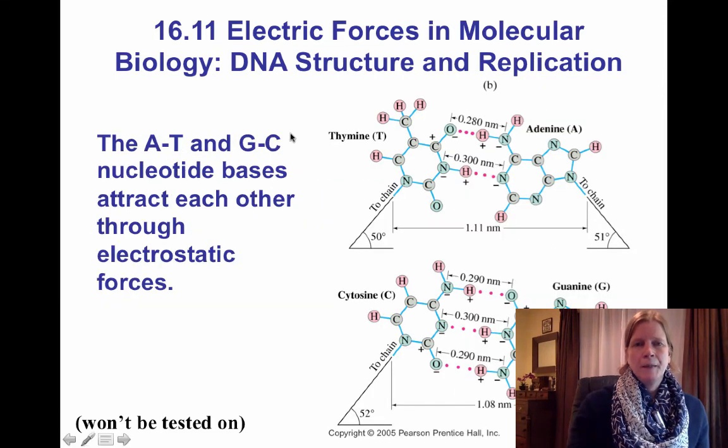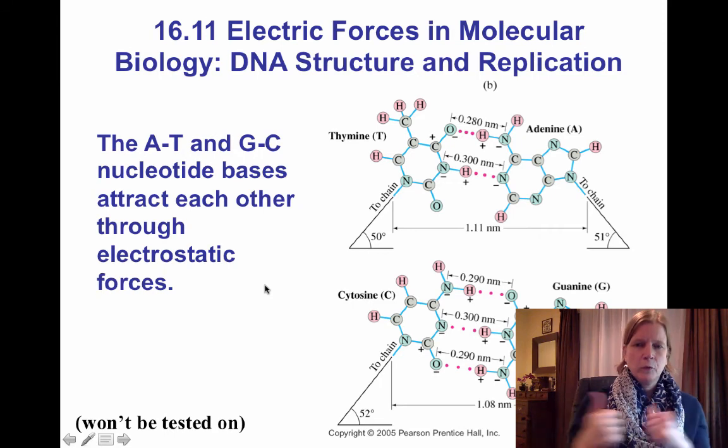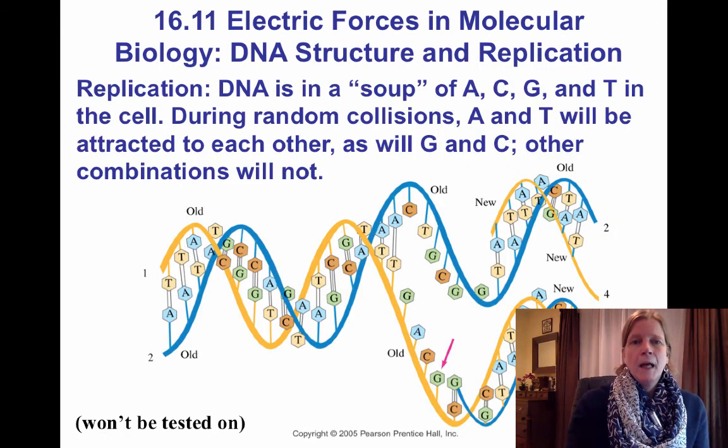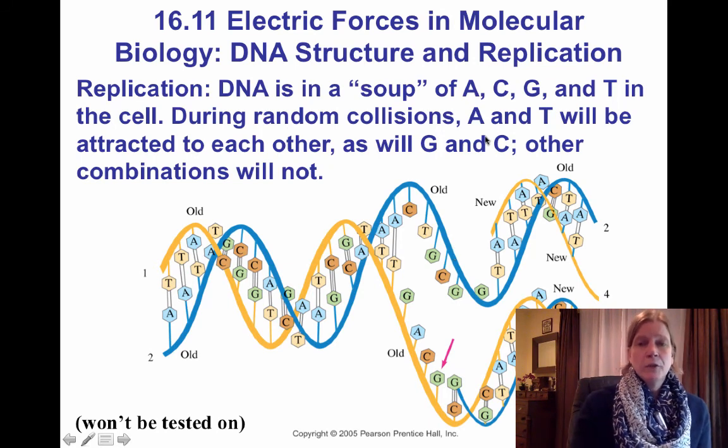I'll quickly comment that within DNA you have your AT and GC nucleotide bases, and they attract each other through electrostatic forces. So there's a nice biological application for this sort of electrostatics. And in duplication, if you have a DNA soup with all these nucleotides floating around in there, A and T will be attracted to each other, and G and C will be attracted to each other, and other combinations are not. So that helps with DNA replication, electrostatic attraction. Okay.